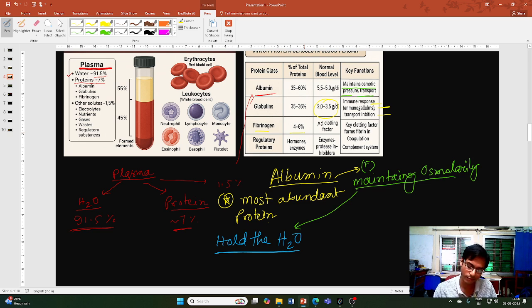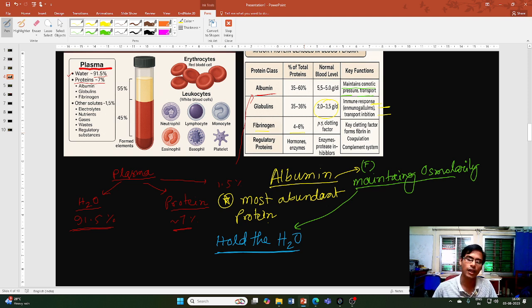In the previous class I discussed that if you eliminate the blood cells from the complete blood, it will be plasma, and if you remove the fibrinogen part or the clotting factors, then it will be serum. So fibrinogen is an important key factor of the proteins.